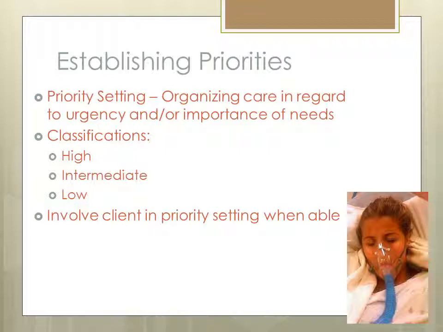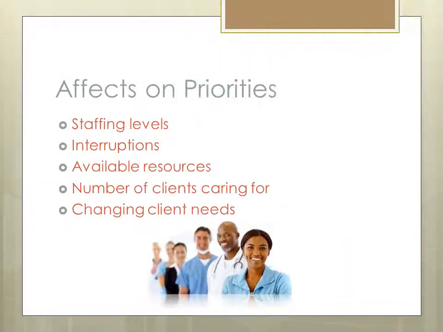Different classifications of prioritization would be high. If it's left untreated, it would result in harm, which would also include, again, our safety, oxygenation, and circulation. Intermediate is non-emergent, non-life-threatening needs. And low is not always related to illness, but it can affect future well-being. A changing client status can adjust all of these effects on priorities.